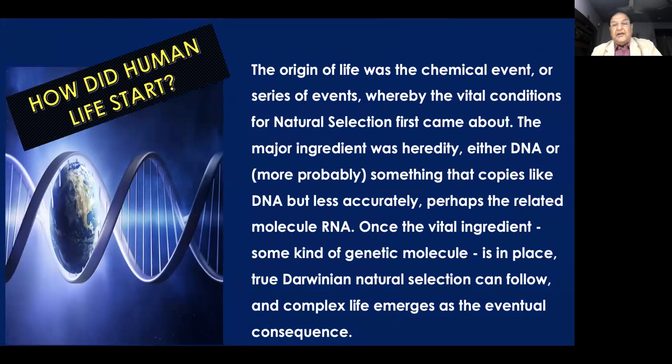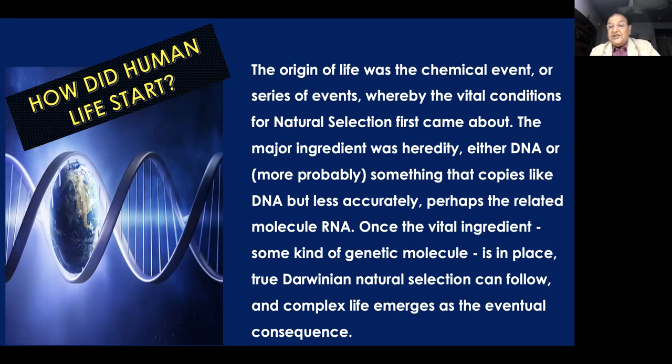And how did human life start? Everybody is still asking this question today. Several things have come up, and what science says is that the origin of life was a chemical event or series of events, whereby the vital conditions for natural selection first came about. The major ingredient was heredity, either DNA or more probably something that copies like DNA but less accurately, perhaps the related molecule RNA. Once the vital ingredient, some kind of genetic molecule, is in place, true Darwinian natural selection can follow and complex life emerges eventually.